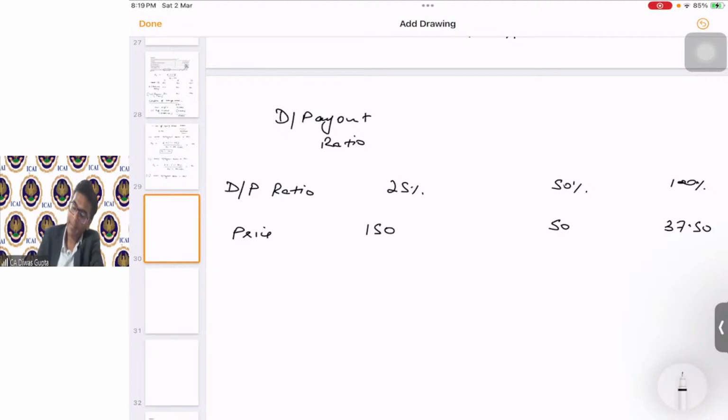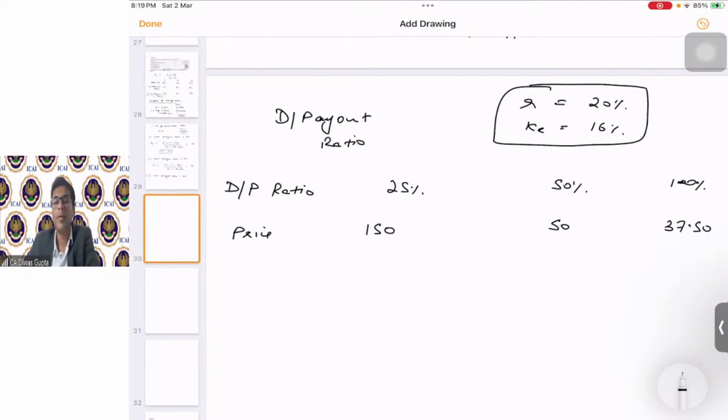Now, can anyone tell me any sequence or logic in this? We have understood R is equal to 20%. KE is equal to 16%. Using this information, can you tell me what is the optimum dividend payout ratio? Kyle is asking what is the heuristic model? Harish, we can say that when the growth rate is higher than the cost of equity, the price will be high. No, Harish, we can't really say that. So let's first focus on what I'm asking. Then I think most of your answers will be there.